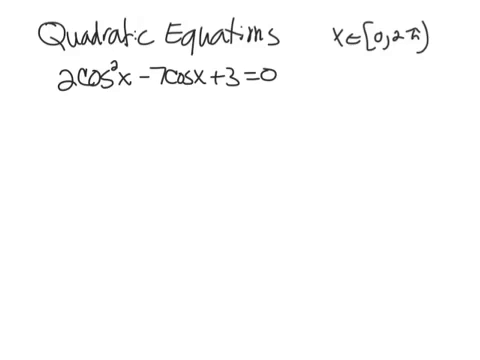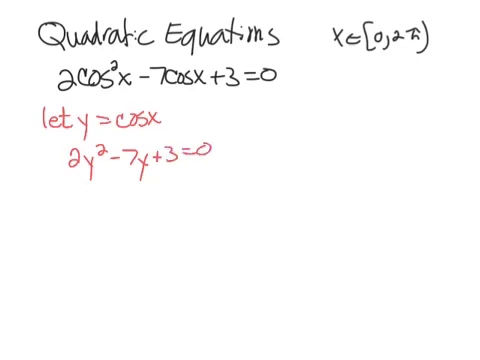What we want to do is use a let statement to make my expression a little bit simpler. Let's let y be equal to the cosine of x, and then rewrite our expression. This now becomes 2y squared minus 7y plus 3 is equal to 0. You do this when you have everything in terms of one type of trig function.